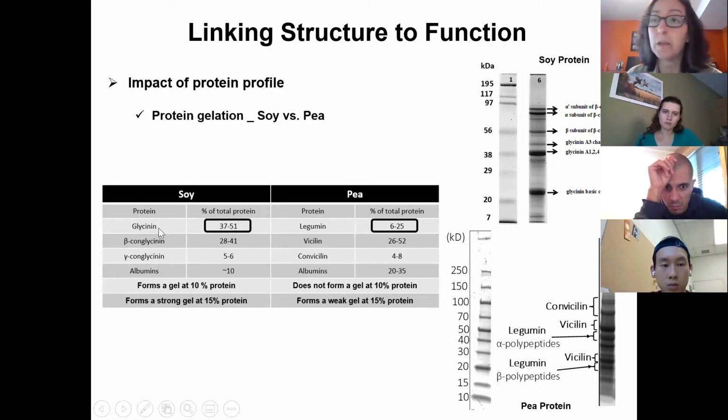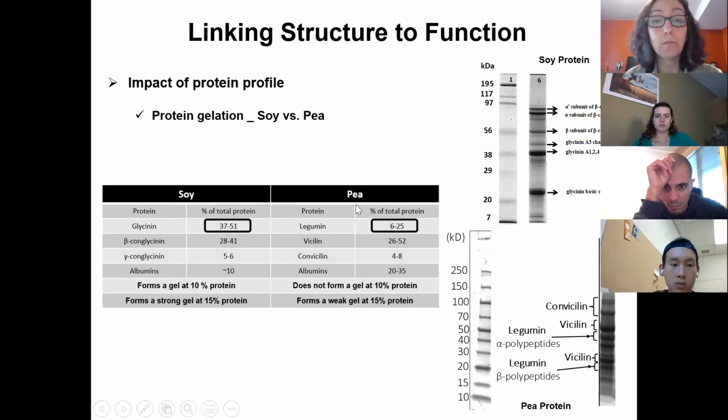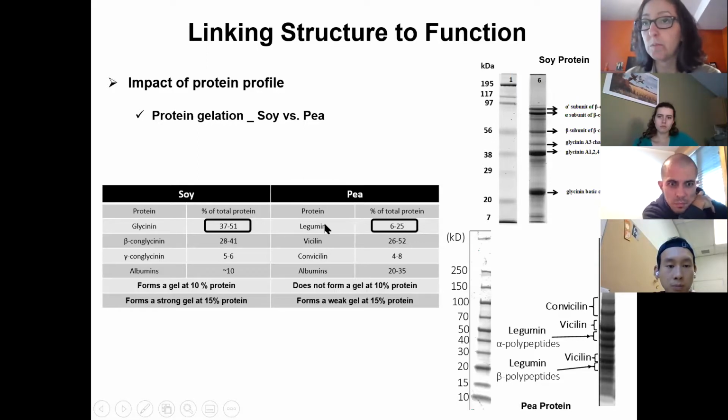In soy, legumin is glycinin. It has its own name. And beta-conglycinin and gamma-conglycinin are the vicilin-convicilin in pea, the counterpart. But if we look at the glycinin, it's present at a much higher concentration or higher percentage than legumin, which is a similar type of globulin in pea.